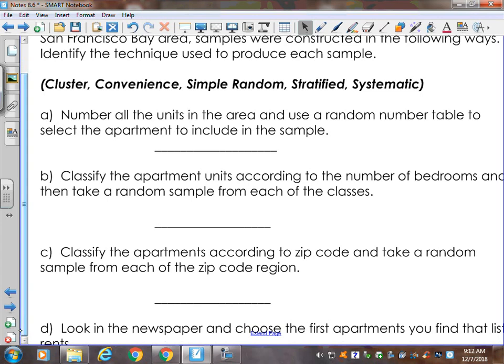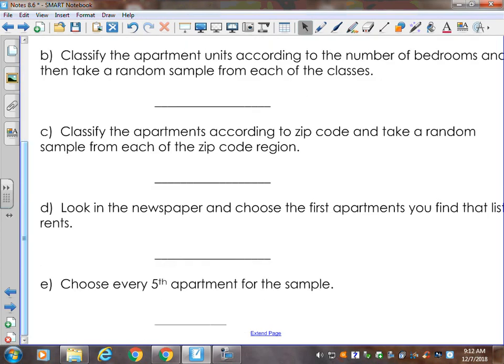Classify the apartments according to the zip code, and then randomly choose people from the zip code. So therefore, that is clustering, because zip codes are done by geographics. And then looking in the newspaper and choosing the first apartment you find in the list, that would be convenience, because you're not really working hard at it, you're just picking the first one. And then E, every 5th apartment is put into the sample, is systematic.